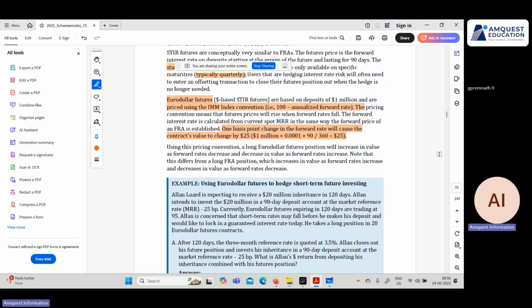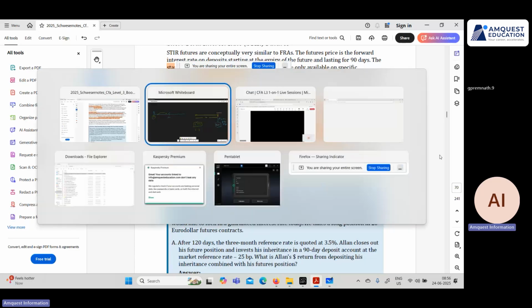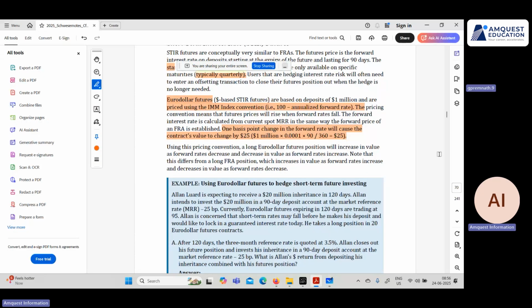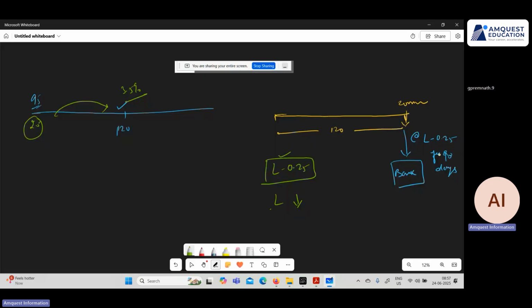Yeah. So it says after 120 days, the 3-month reference rate is quoted at 3.5. Alan closes out his futures position and invests for 90 days at the market rate. So what he's saying is the reference rate is going to be 3.5 at this point, and how much he earned overall.